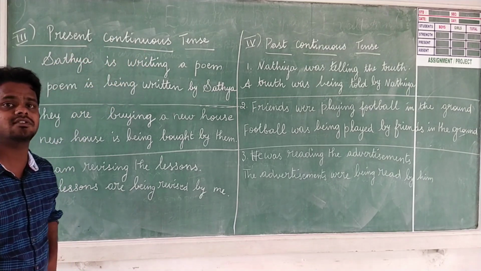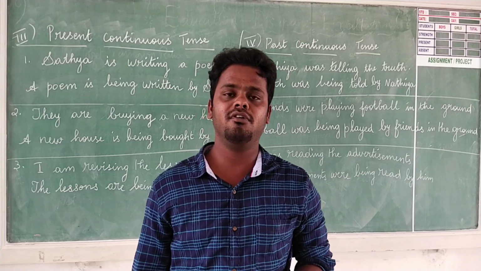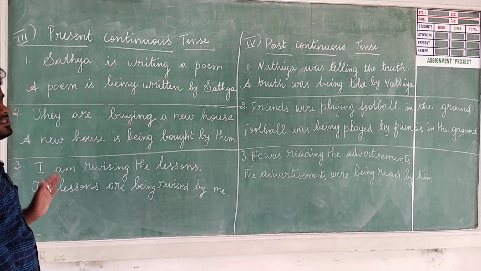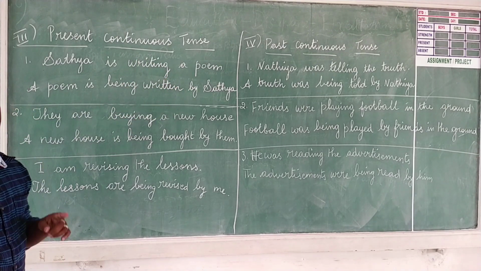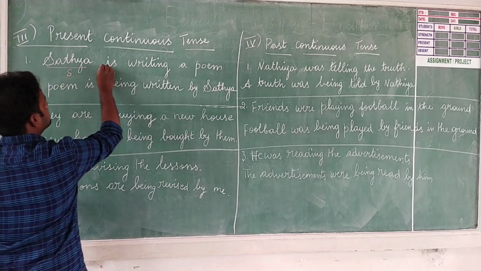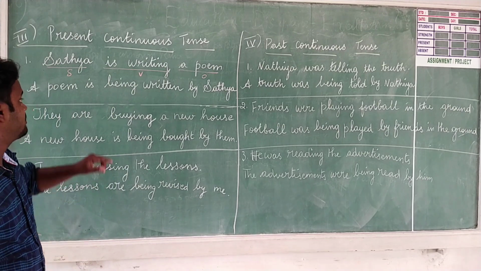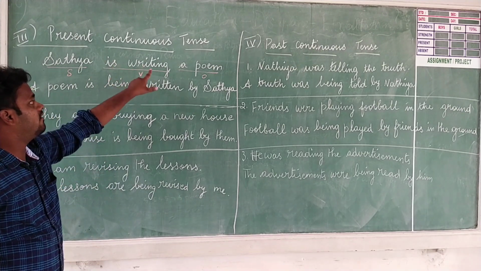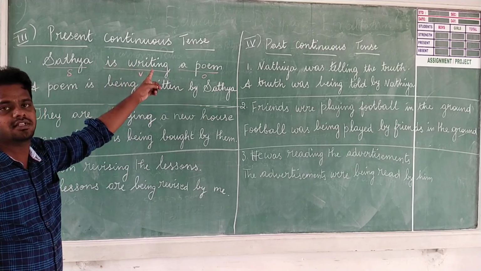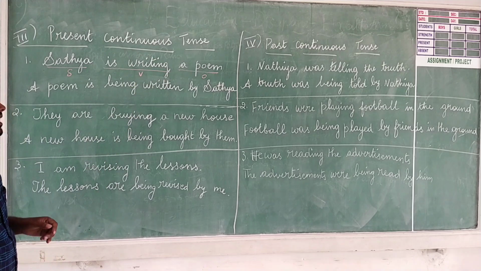In present continuous tense, what are the be verbs we have? Am, is, are, was, were. These are the be forms of verbs. Satya is writing a poem. First, we need to find out what is the subject, what is the verb and what is the object. In this sentence, Satya is the subject, is writing is the verb, a poem is the object. The next step is that you need to find out the tense correctly. Is writing, ing, continuous tense, so present continuous tense. So the sentence is written in present continuous tense, and you have to write it that way.